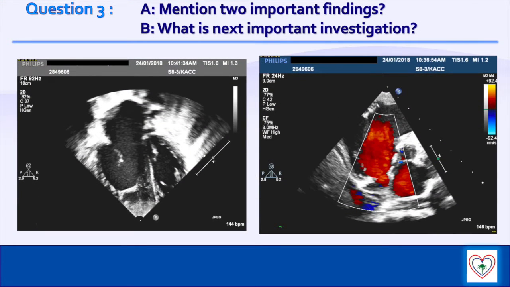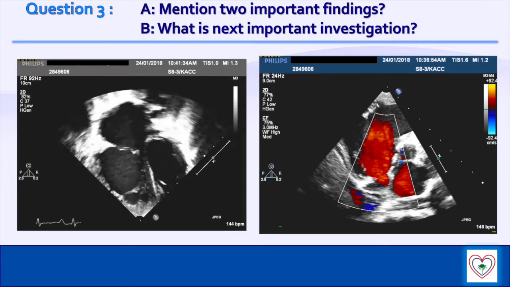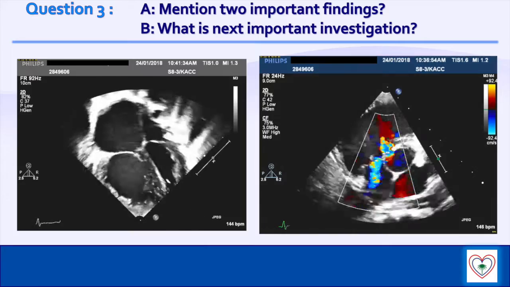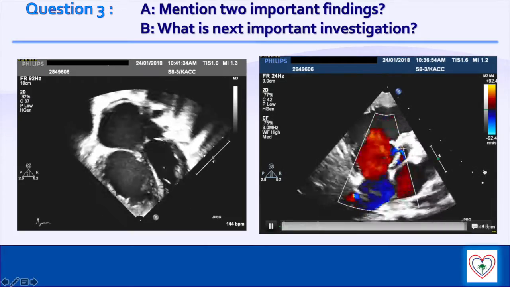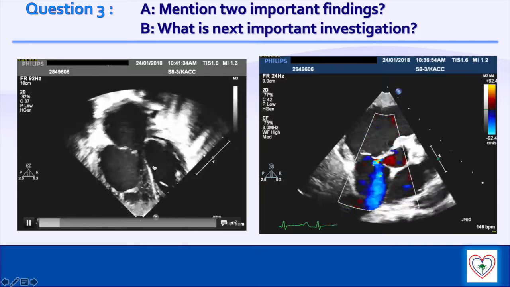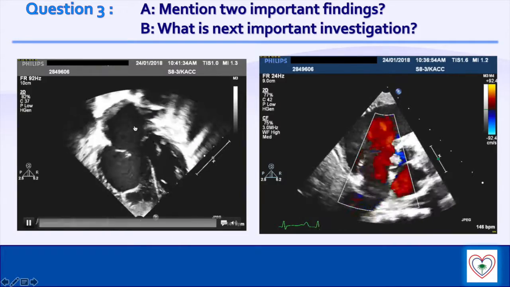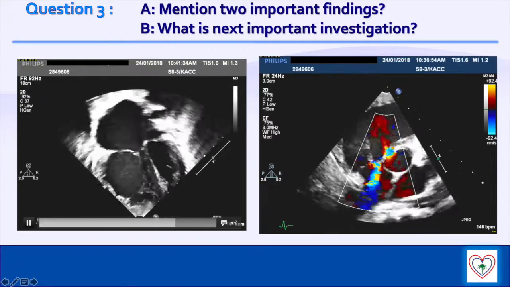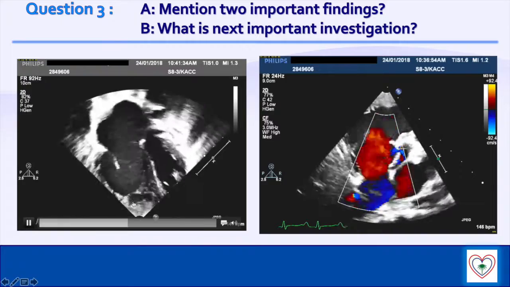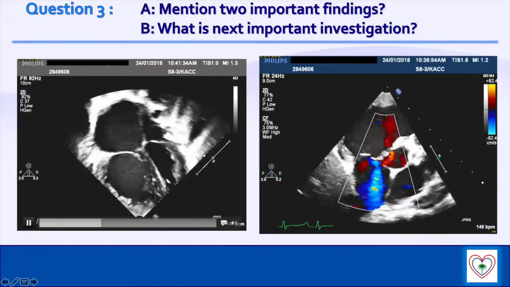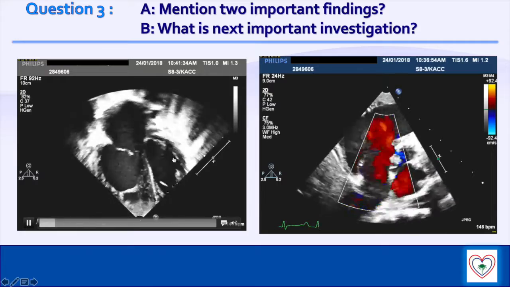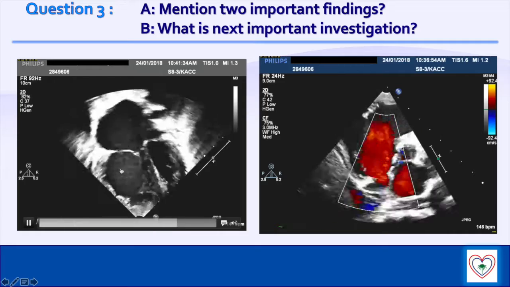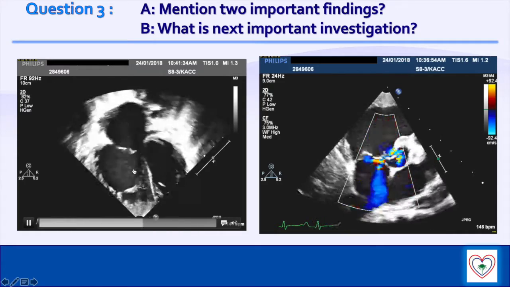The third question here, mention 2 important findings. This is an apical 4-chamber view, and this is a parasternal short axis view. As you can see here, there is a hugely dilated right atrium, a dilated right ventricle, and the right ventricle is also depressed in function. And when you look at the interventricular septum, it's deviated towards the left side. So this ventricle is volume and pressure loaded.